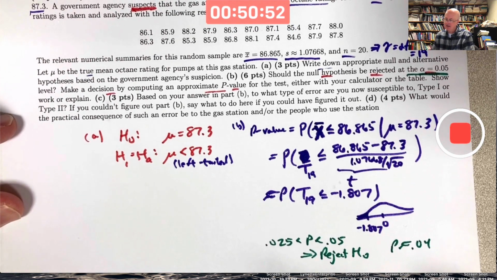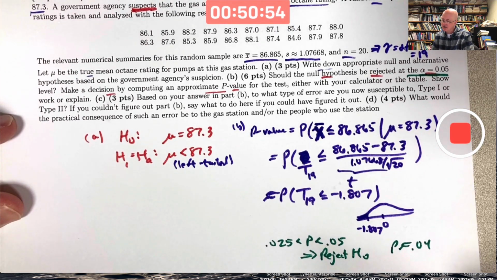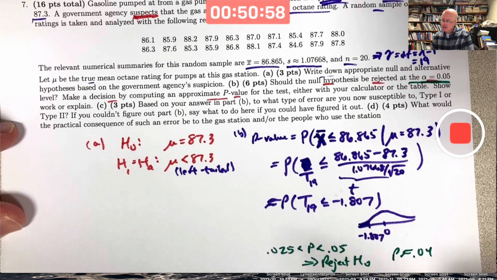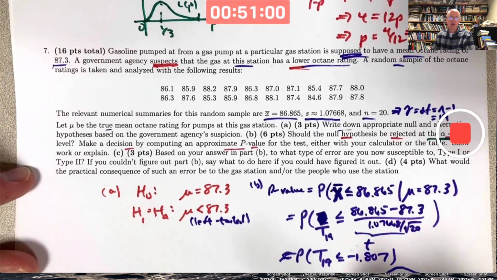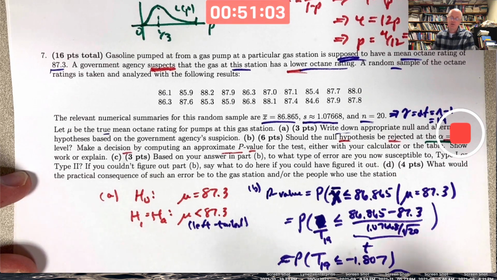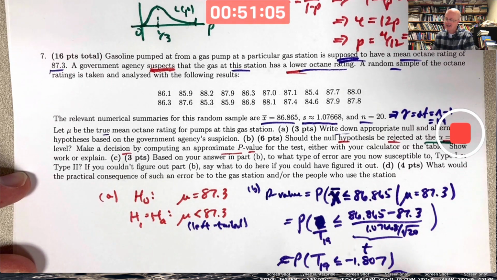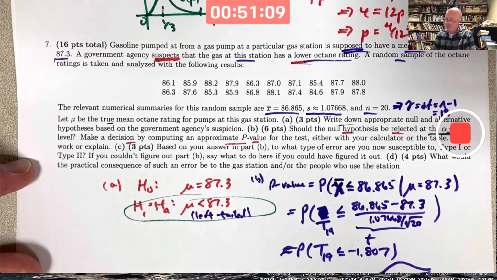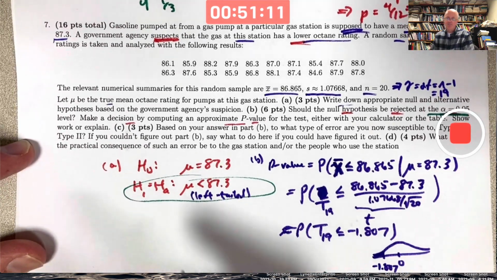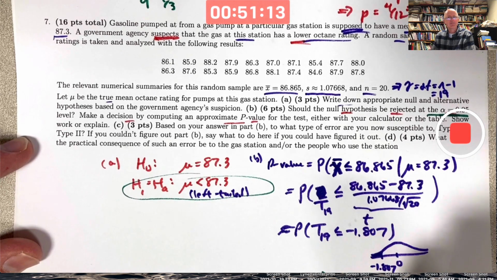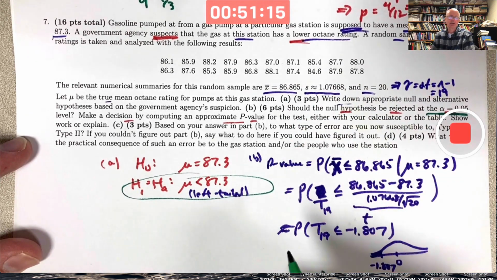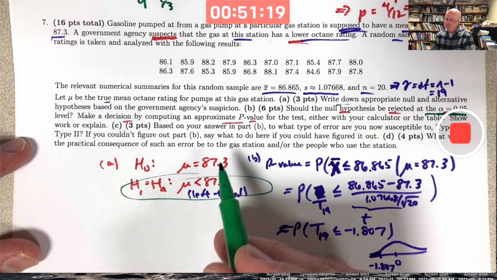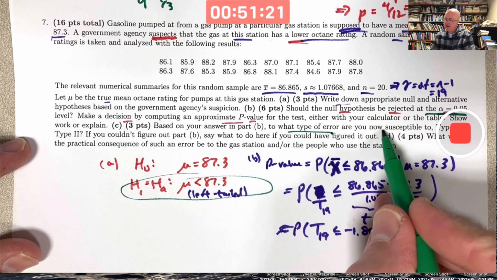Okay? So what does that mean on a practical level? We're rejecting the null. It means we think that their pumps are faulty, their octane rating is too low. We think the alternative is correct, and we're going to fine them. But it could be wrong based on just the luck of the draw with the sample. They could be in compliance. That's possible. To what type of error are you now susceptible, type 1 or type 2?